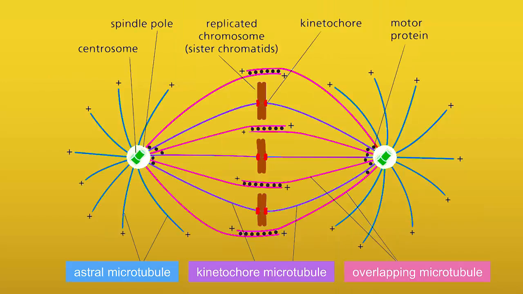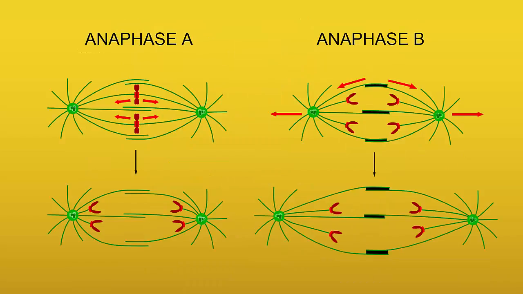There are a total of 3 types of microtubules involved in anaphase: astromicrotubule in blue, kinetochore microtubule in purple, and overlapping microtubule in pink. Now that we know what is a chromosome and what is a microtubule, we are fully equipped. Let's look at the actual anaphase.